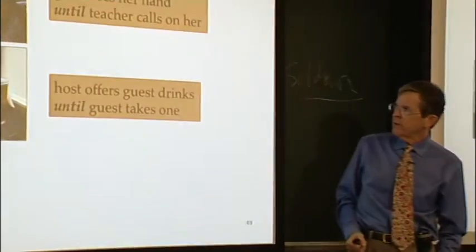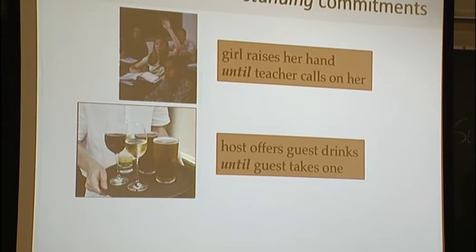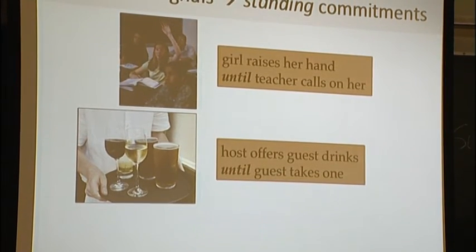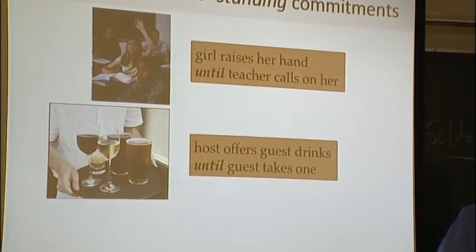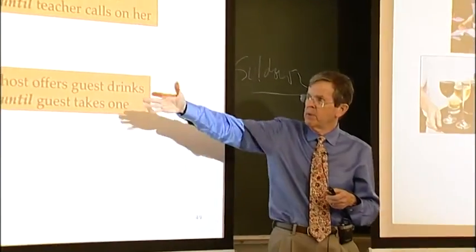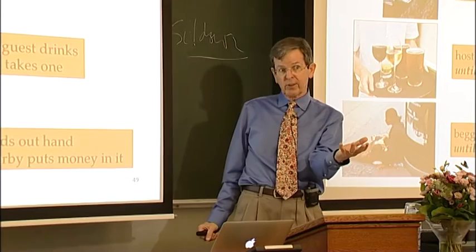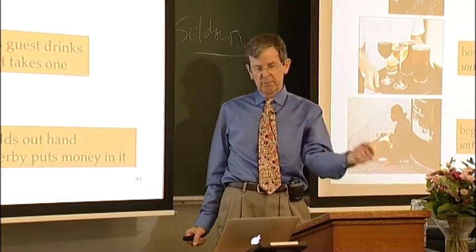A host offers guests drinks, so I will hold out this tray until Marianne takes a drink off it, and then I will move and go someplace else. It's something you do until the object has been deplaced. A beggar is constantly holding out something until money gets put in it, and then she'll take her hand and put it away.